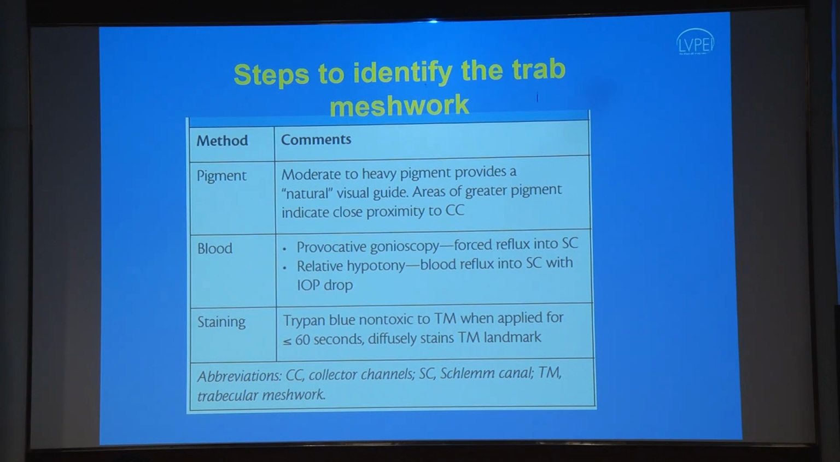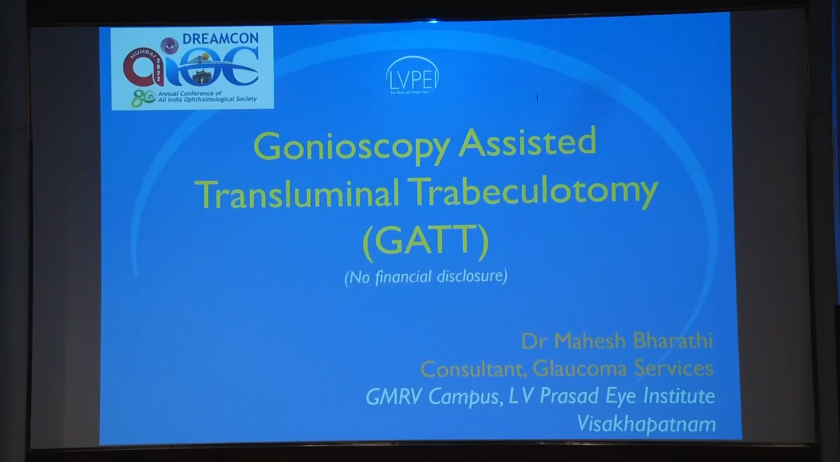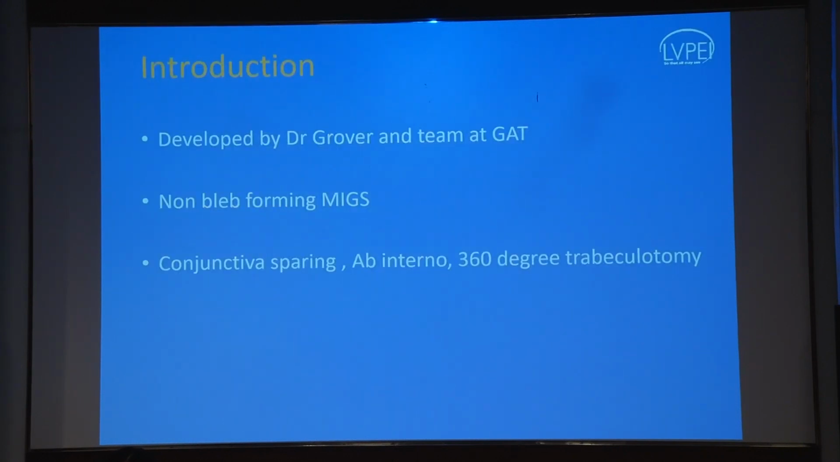So with this background about intraoperative gonioscopy, I'll take you through the two procedures. First, I will talk about gonioscopy-assisted transluminal trabeculotomy, or GATT procedure, no financial disclosures. It was introduced and developed by Dr. Grover et al. at the Glaucoma Associates of Texas. It's a non-bleb forming MIGS procedure, conjunctiva sparing, ab interno, 360-degree trabeculotomy.